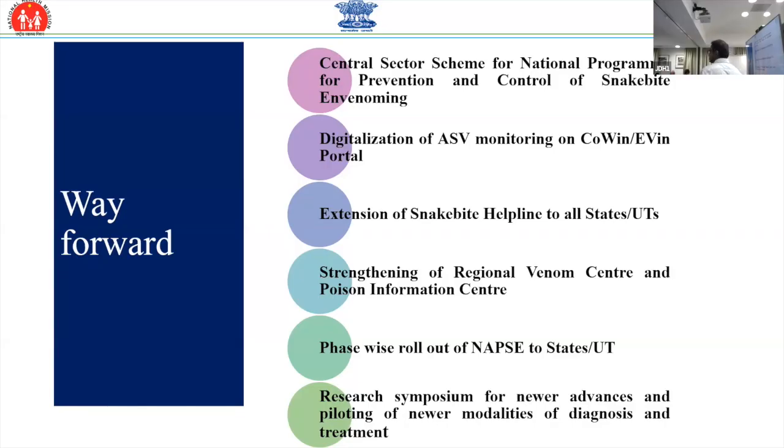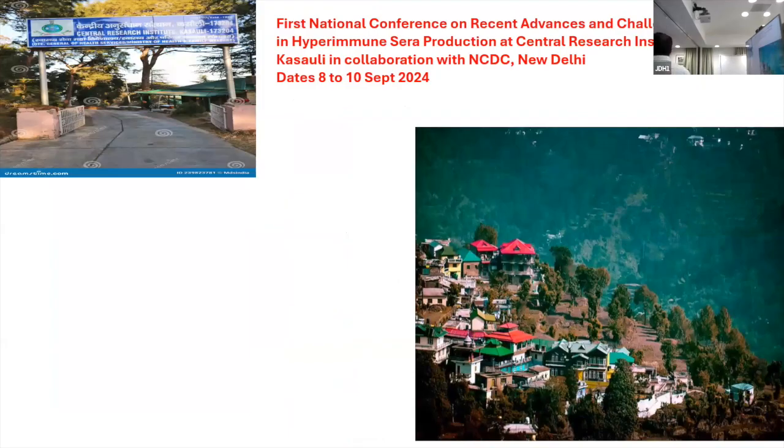And lastly, as Dr. Shakti said, they are organizing a conference, and a lot of conferences are being organized. We also have a conference, and you are welcome to it. This is at the Central Research Institute at Kasauli, which prepares both anti-rabies serum and anti-snake venom. This conference will basically target hyperimmune sera production. If anybody is working in this area, you are very welcome to join. Kasauli is located in Himachal Pradesh, a very beautiful town.